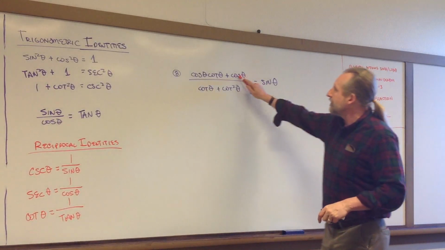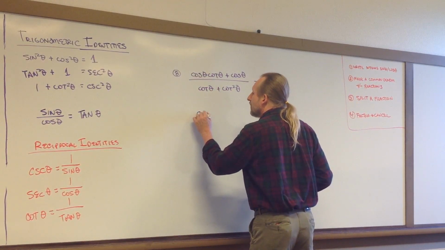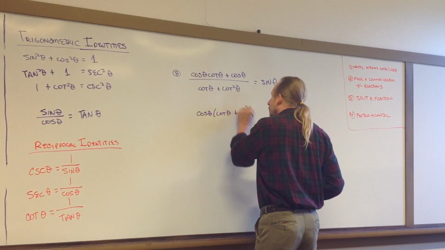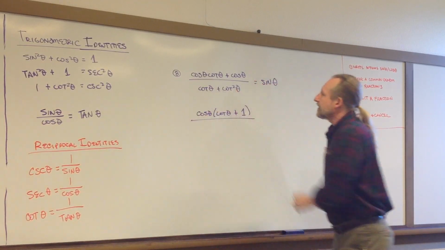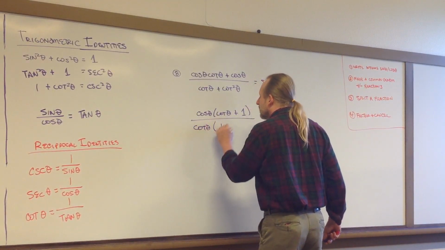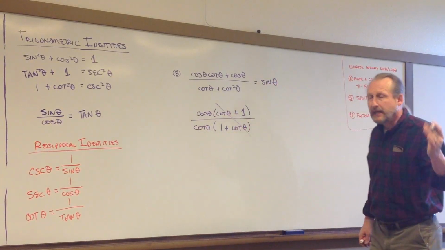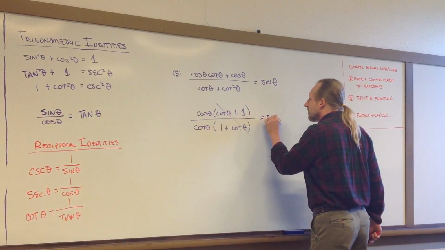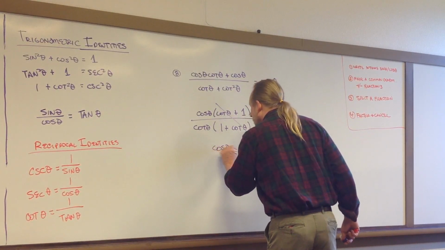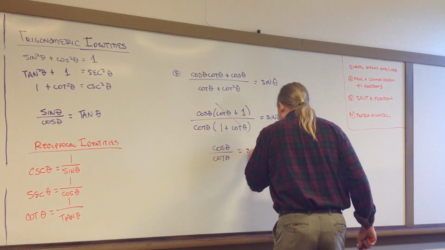Because look, you've got a common factor of cosine on the top. So this will be cosine theta times cotangent theta plus 1. And you've got a common factor of cotangent on the bottom. Cotangent theta times 1 plus cotangent theta. Those are the same. They cancel each other out. Great. So now we've got cosine theta over cotangent theta equals sine of theta.